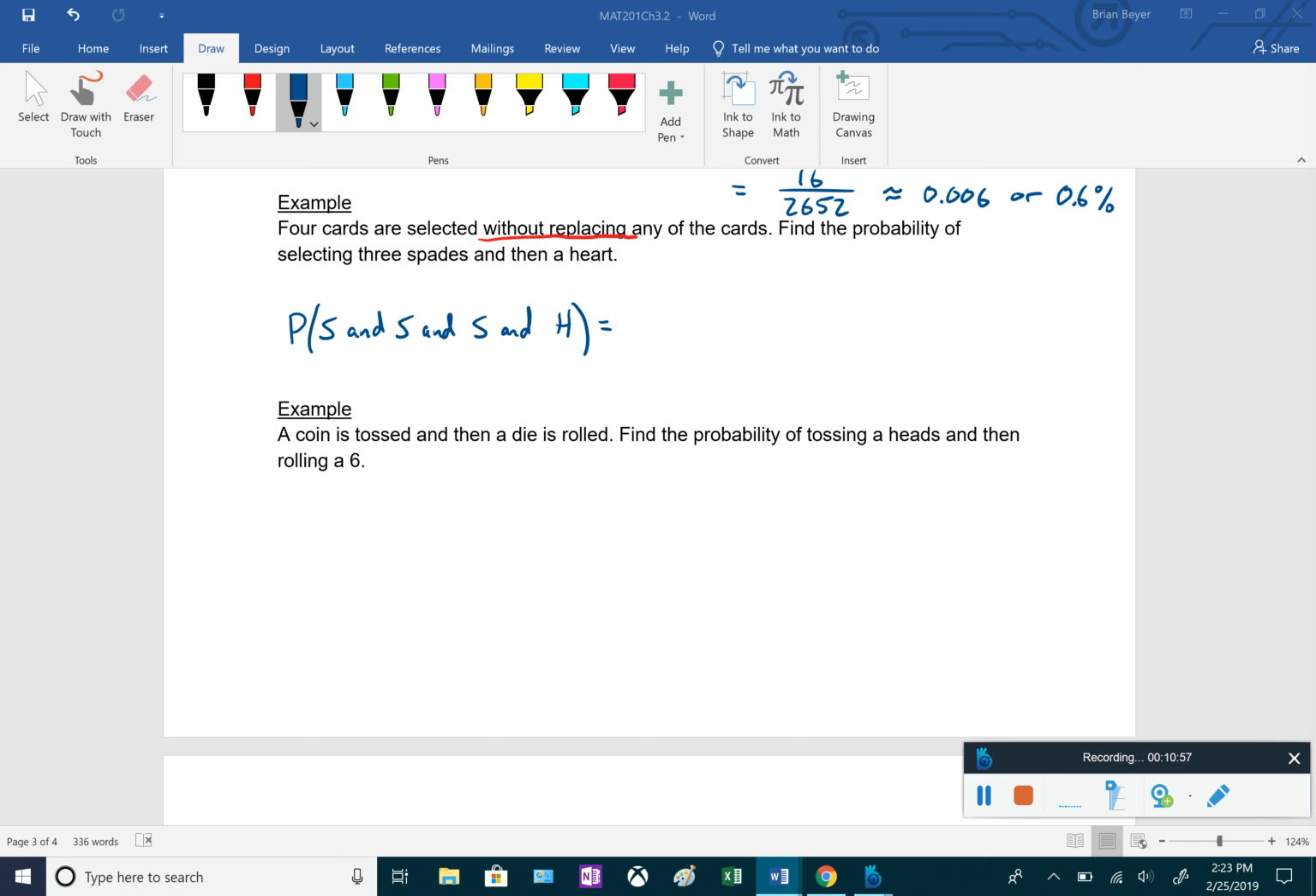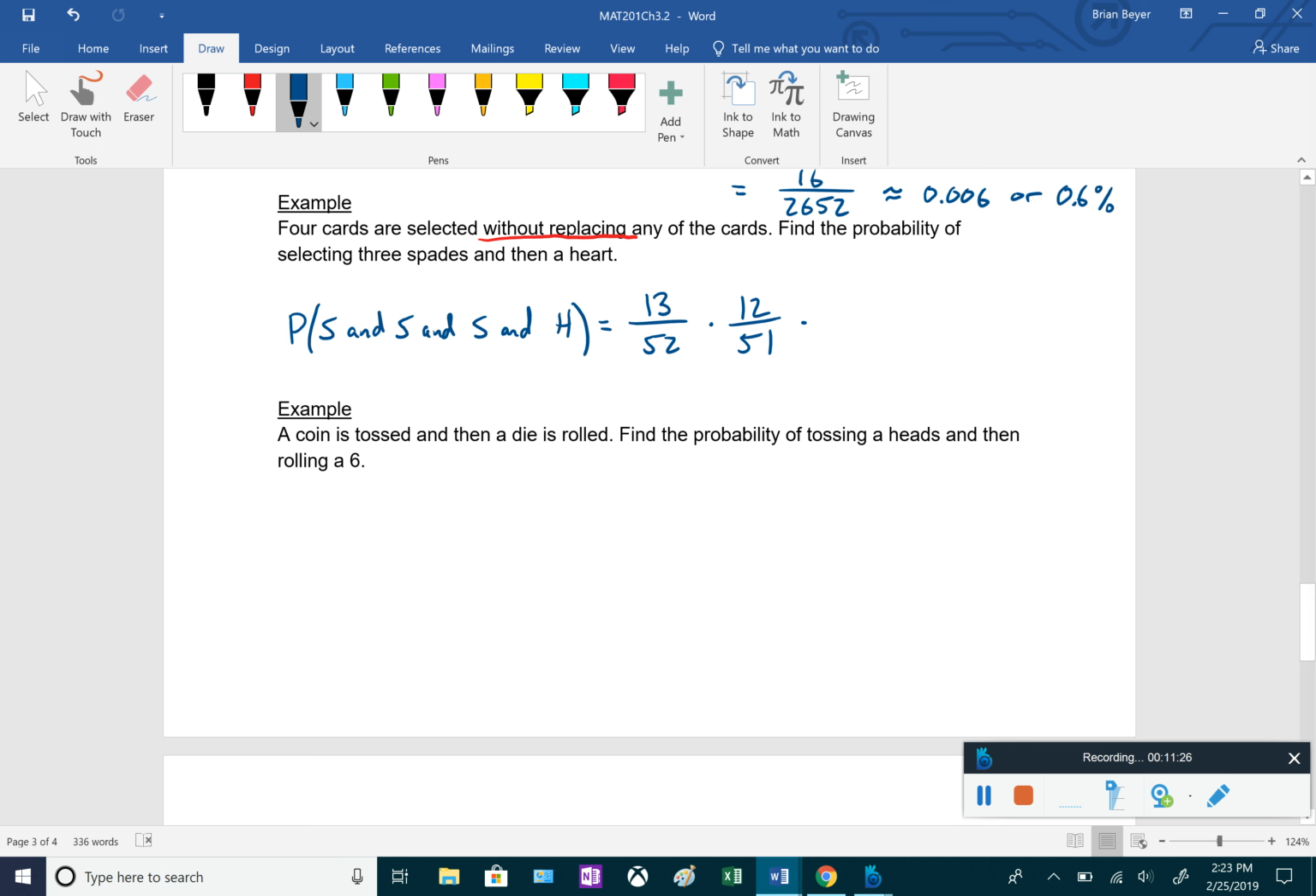Okay, so we just go in order again. So the probability of the first card being a spade, there's 13, so these are the suits. There's 13 of each suit in a deck. So there's 13 spades out of the 52 cards. So this is without replacement. So without replacement, probability of selecting another spade, there's only 12 spades left because it's without replacement, and there's 51 cards left.